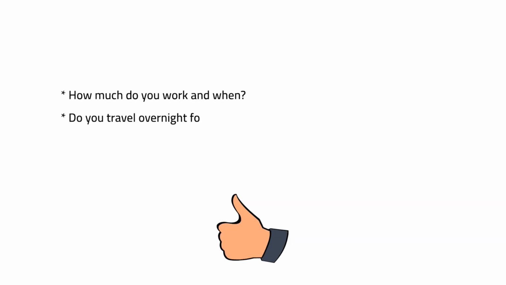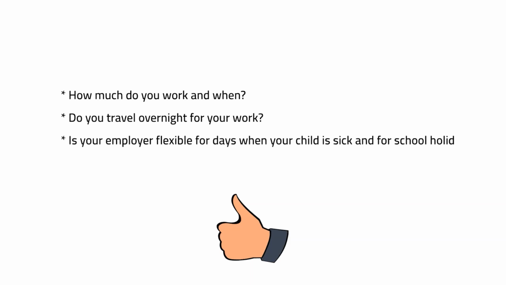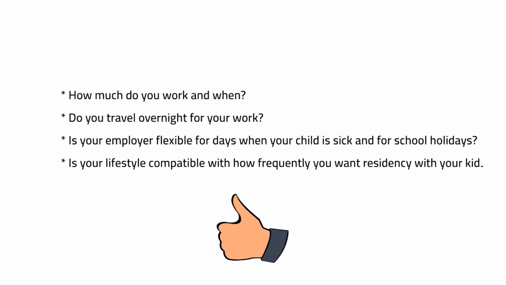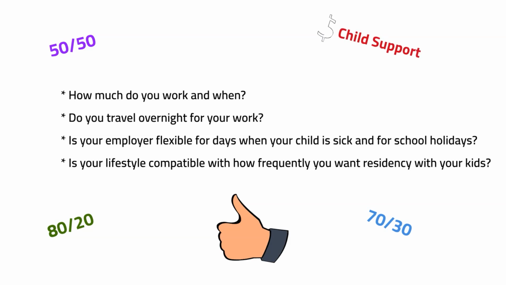Consider these things. How much do you work and when? Do you travel overnight for work? Is your employer flexible for days when your child is sick or for school holidays? Is your lifestyle compatible with how frequently you want residency with your kids? Will you be sharing the time 50-50, or perhaps it will be more of a 70-30 deal or an 80-20? We'll talk about child support in the last video, but yes, how much time your kids live with you will affect how much child support is paid.